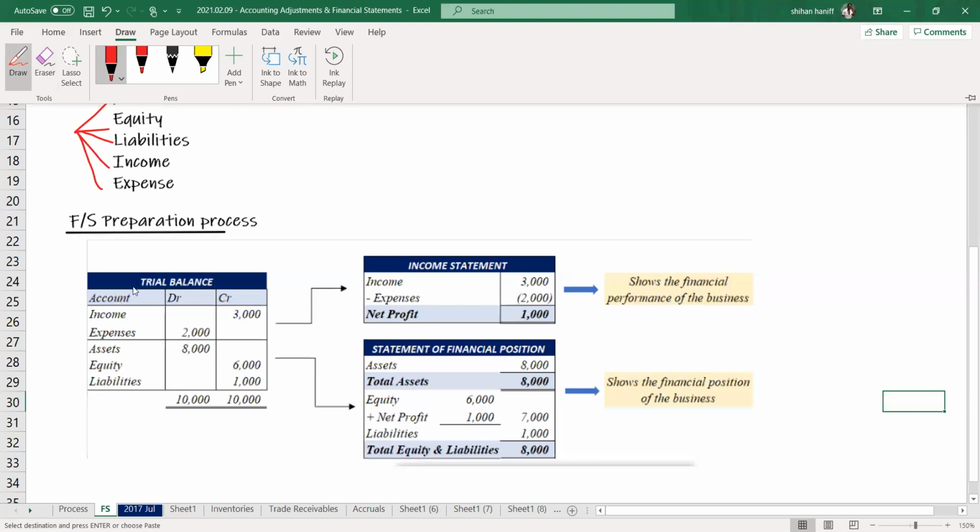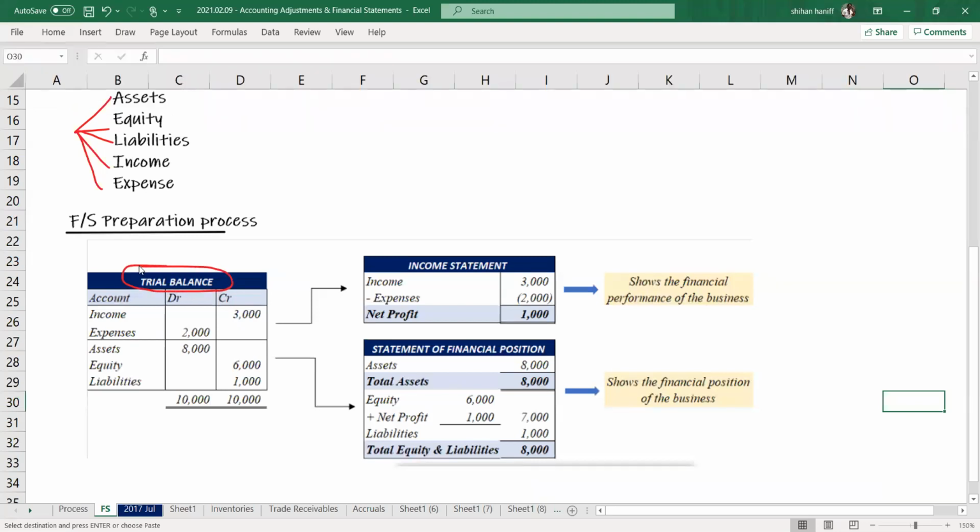Now we prepare the trial balance by taking the transactions. In the previous classes, I discussed how to prepare the trial balance. Once we prepare the trial balance, we have 5 types of accounts: income, expenses, assets, equity, and liabilities. Taking these accounts, we prepare the financial statements. In a sole proprietorship, we prepare only the income statement and statement of financial position.